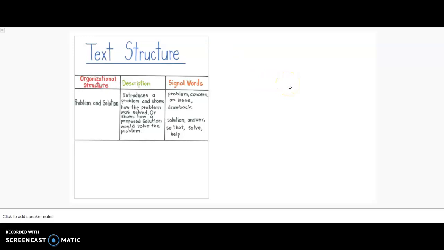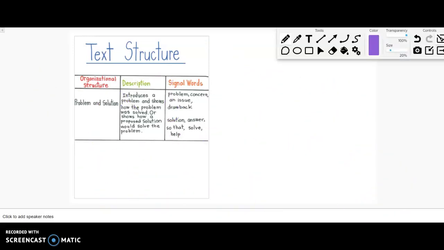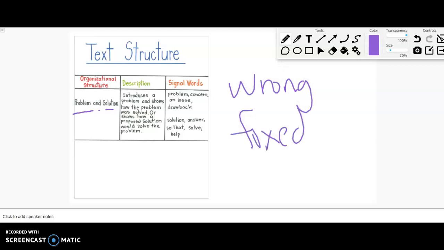A number of the texts that we are going to read in this unit follow a problem and solution structure. So they describe a problem, it introduces a problem, and then it shows how the problem was solved. Okay? So it tells us something that's wrong, and then it tells us how they fixed it.